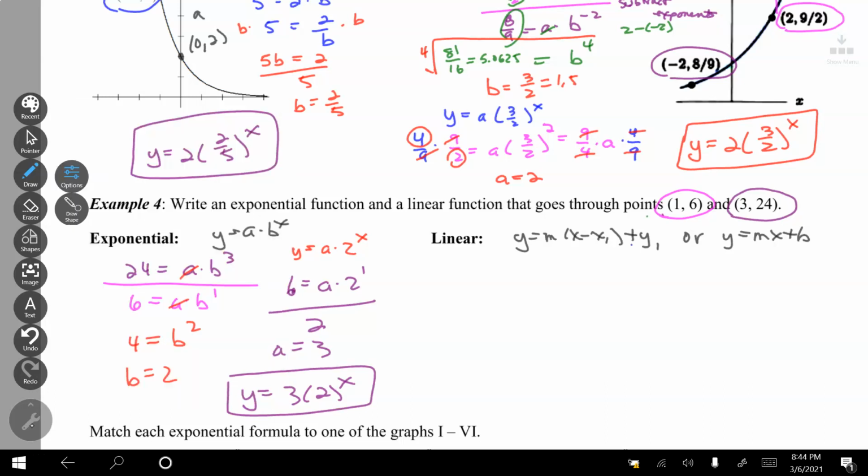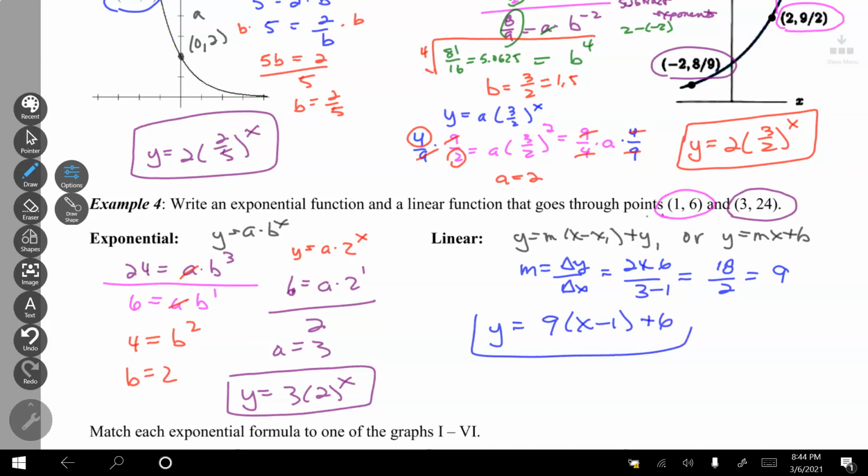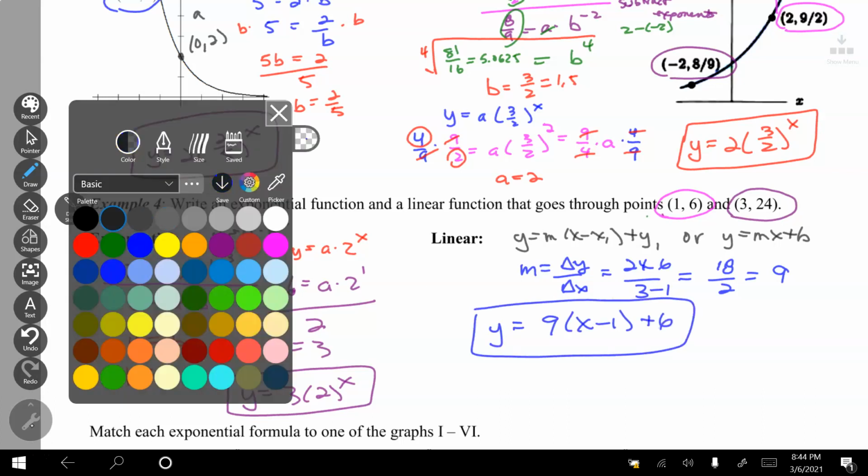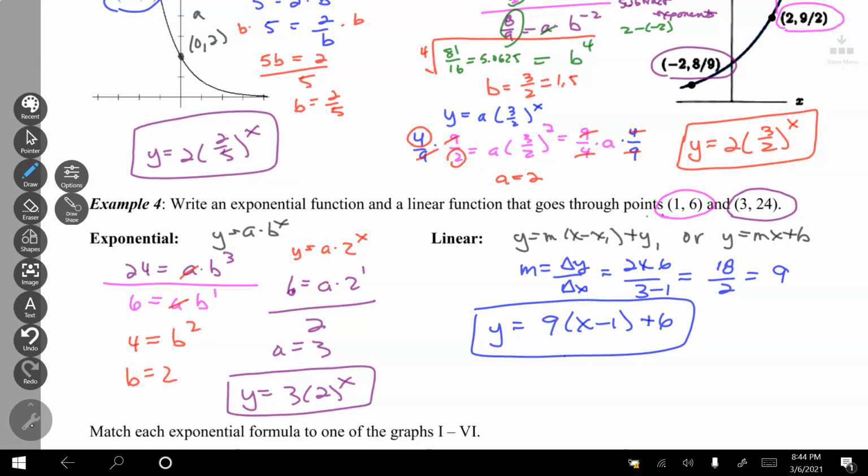Now to do a linear function, I could use either form. My slope is just change in y over change in x. 24 minus 6 over 3 minus 1. 18 over 2. My slope is 9. And you can do y is equal to 9 times x minus 1 plus 6 is one way to do it. If you want to clean it up a little bit, well, this would be 9x minus 9 plus 6. Or you could do y equals 9x minus 3. They're both the same to me.